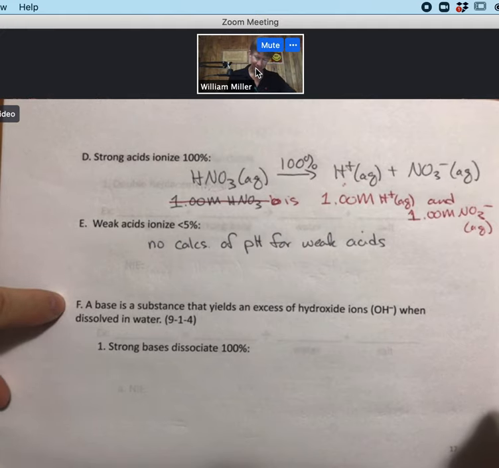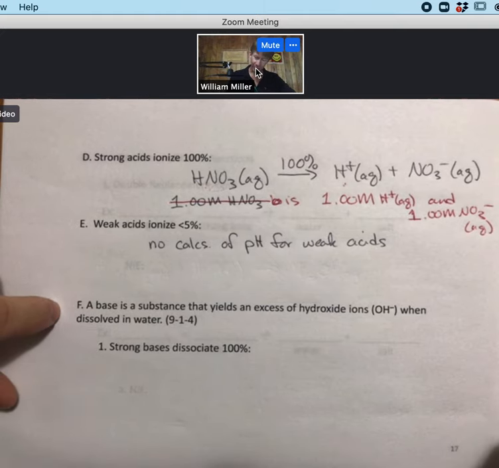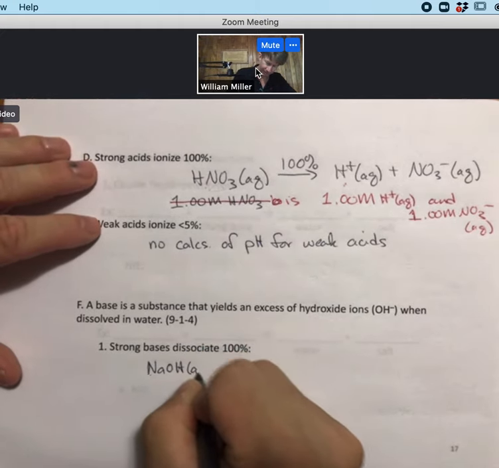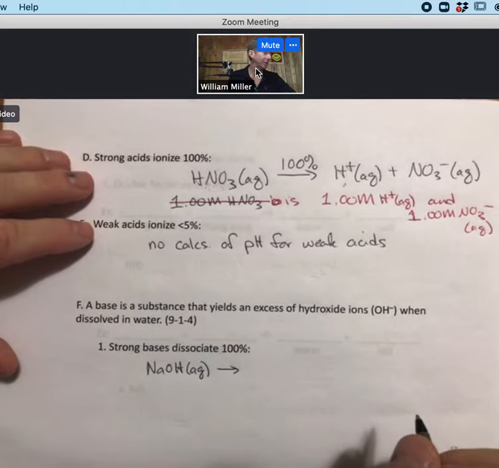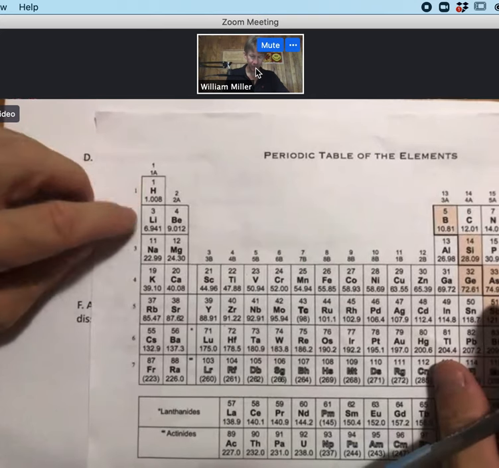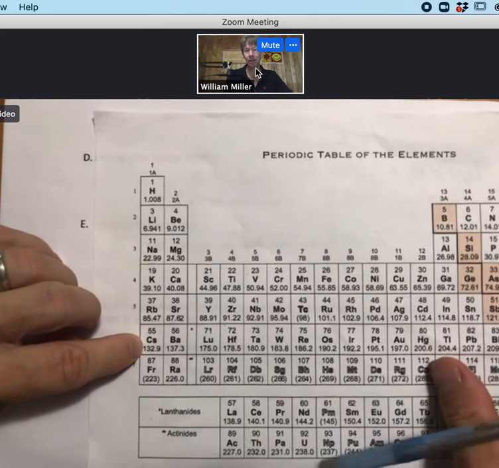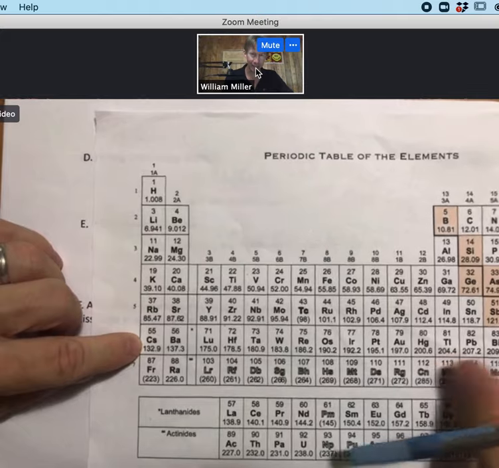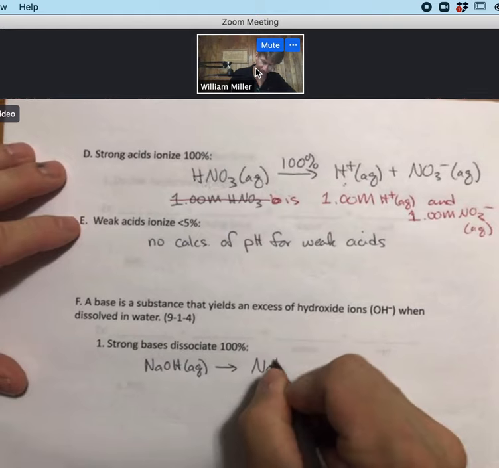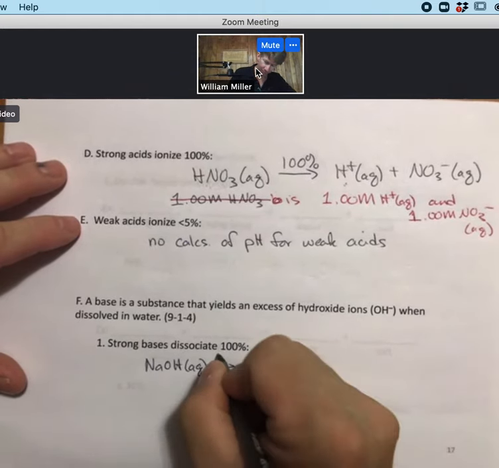A base is a substance that yields an excess of hydroxide ions when dissolved in water, and that is a definition that we will use in this course. Strong bases dissociate 100%. My favorite strong base, sodium hydroxide. And we said that for this course, we will consider the group 1 hydroxides as the only strong bases you need to memorize and know. Sodium hydroxide definitely fits that bill. Break it up 100%.